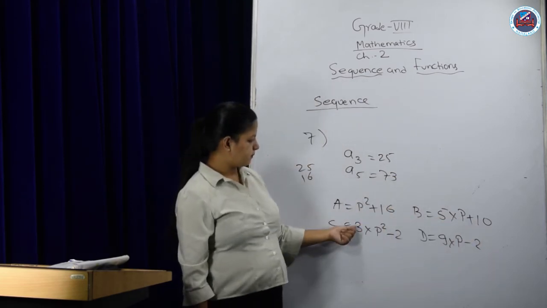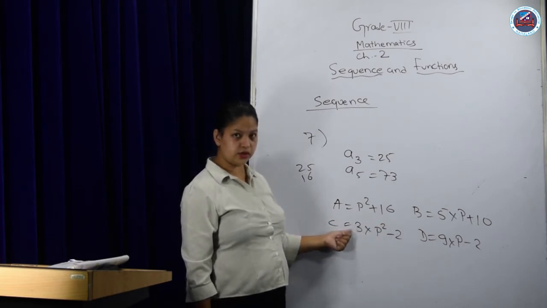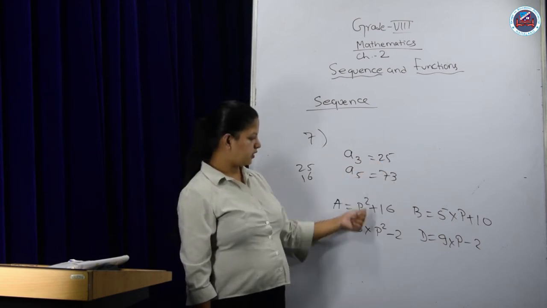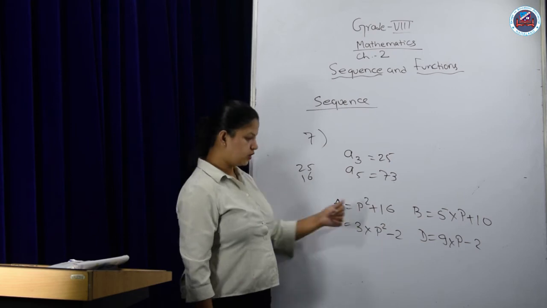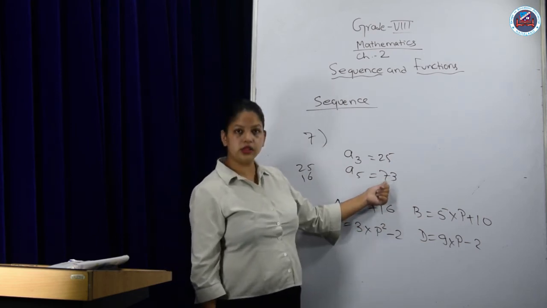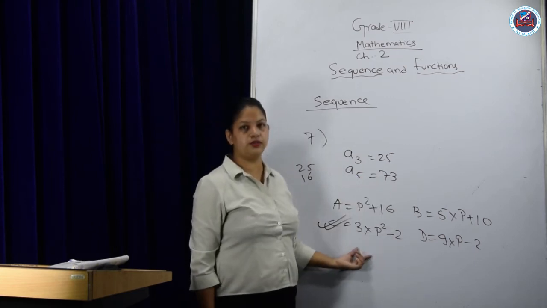Now the third one. Here 3. 3 square is 9. 9 into 3 is 27, minus 2 is 25. Yes, you are getting it. And for the second one, 5. 5 square is 25. 25 into 3 is 75. 75 minus 2 is 73. Correct. Now this is being followed for both terms of the sequence, so the option has to be this.